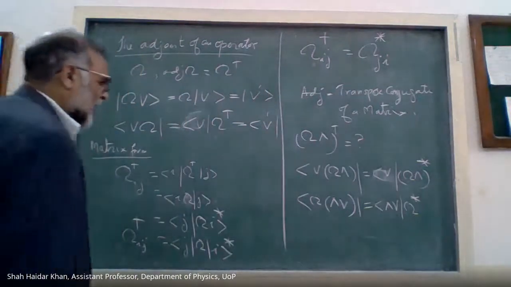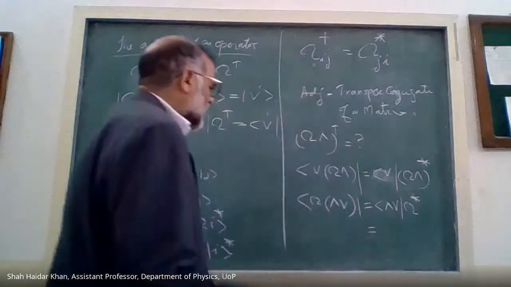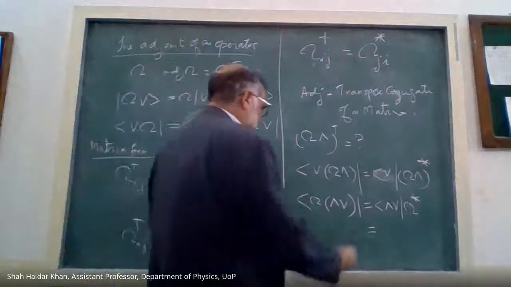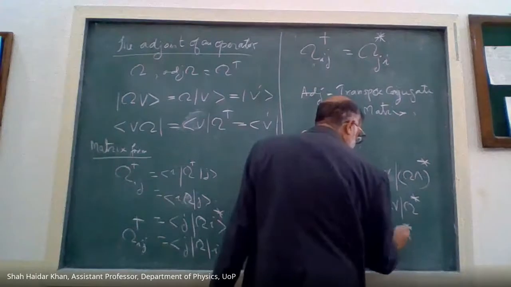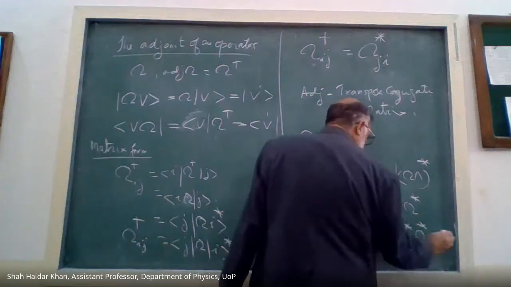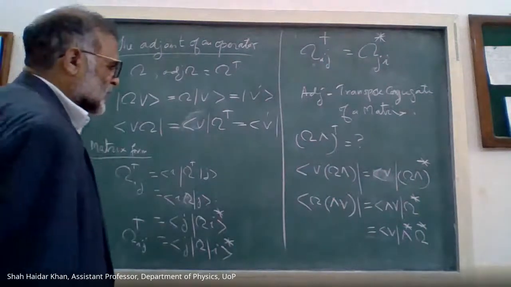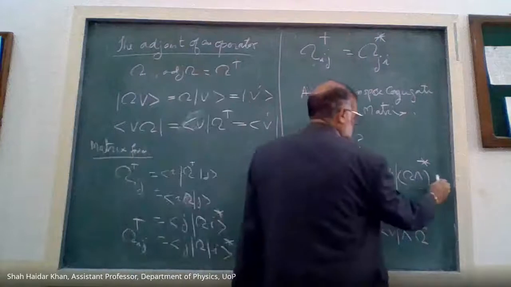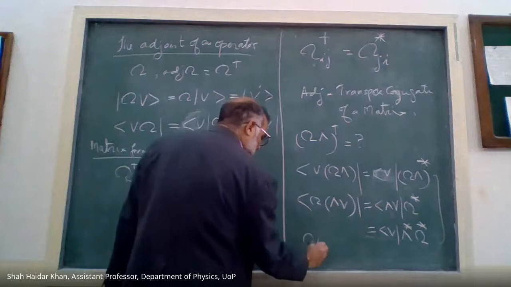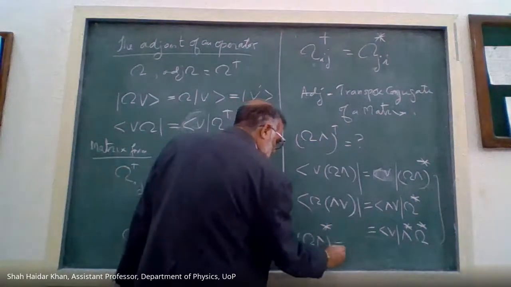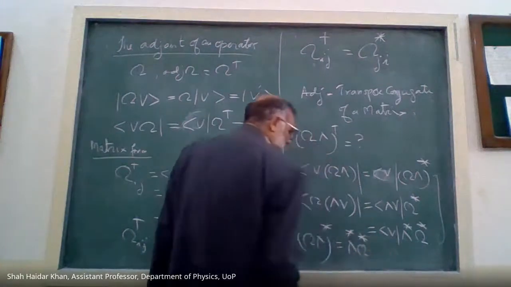and here this acts again, so it will be equal to V, and that will be lambda star and omega star. So when you compare these two, we see that omega lambda star is equal to lambda star omega star.